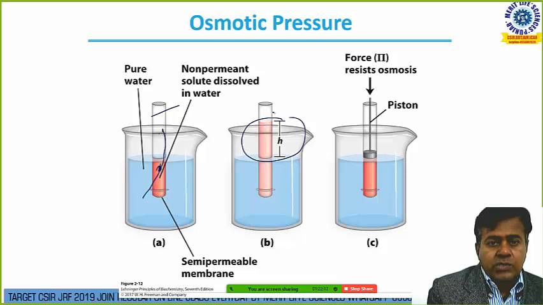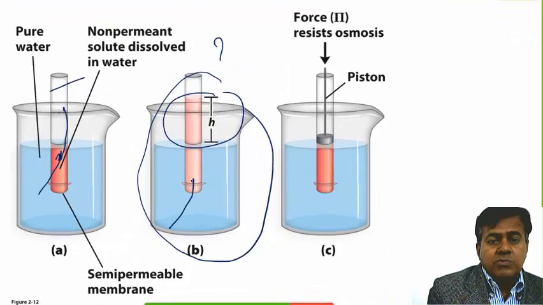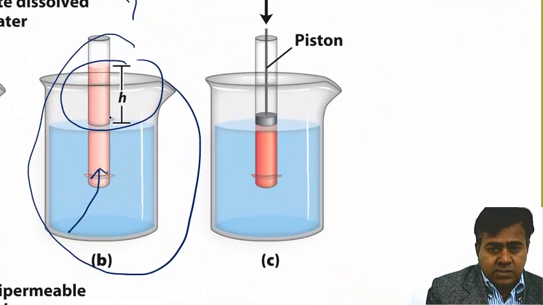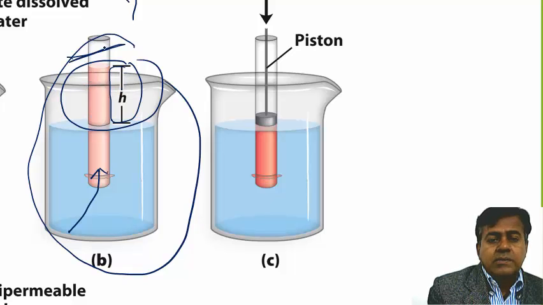What will you call this? If we are using a semi-permeable membrane and solute is filled within it, then what we can observe is the water is moving inside, and that's why we are gaining some height, right? And up to what level should this height go? How high will this water go?